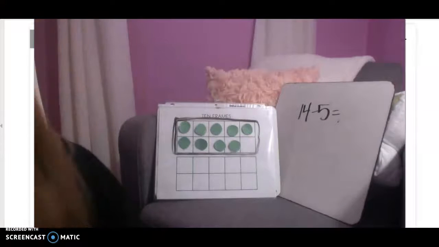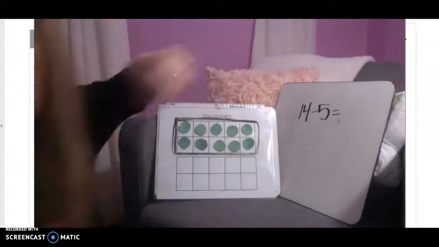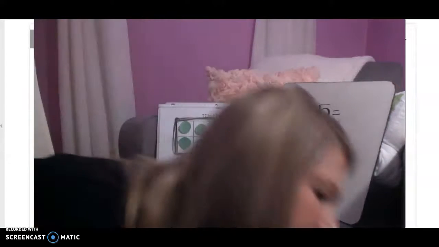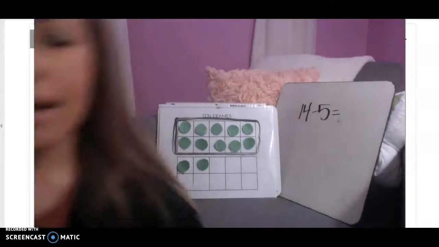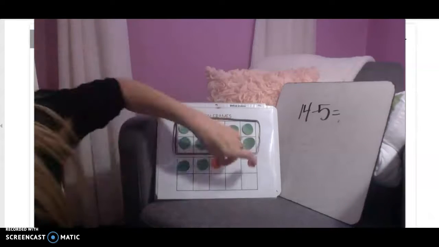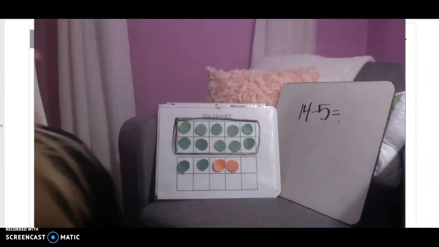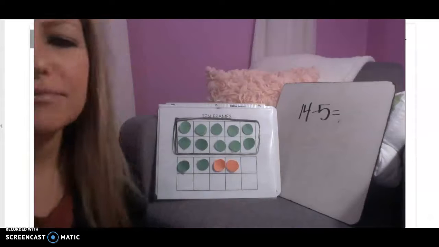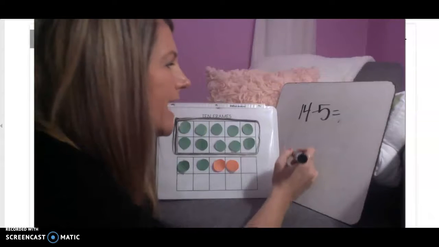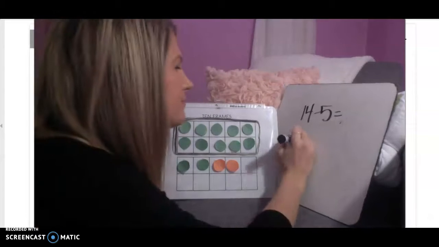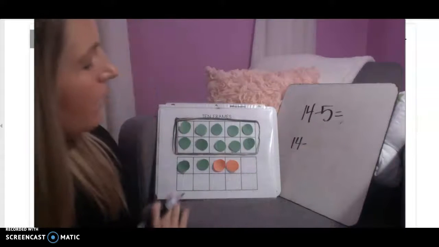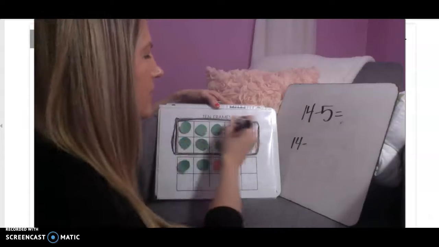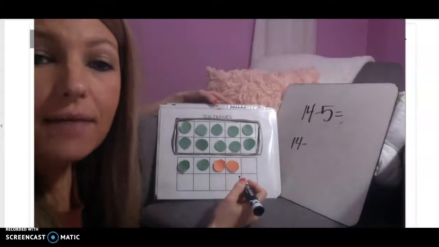First things first, I need to build 14. That's my first number. Building the number 14 on my 10 frames. And I've run out of green dots, so we'll have to use a couple orange dots. Now I've got 14 dots here. I've got 10 up at the top, 11, 12, 13, 14. Instead of just taking 5 away, I need to ask myself, how many dots do I need to take away so that I only have the 10 up at the top?